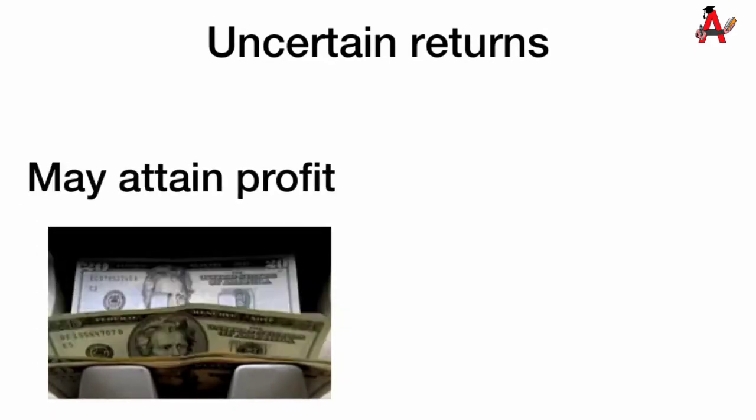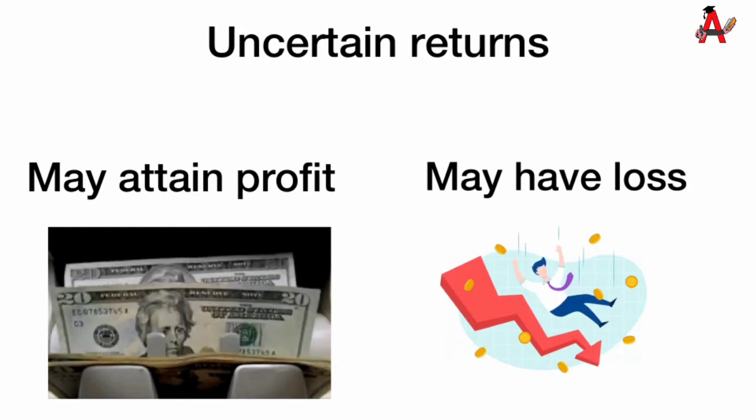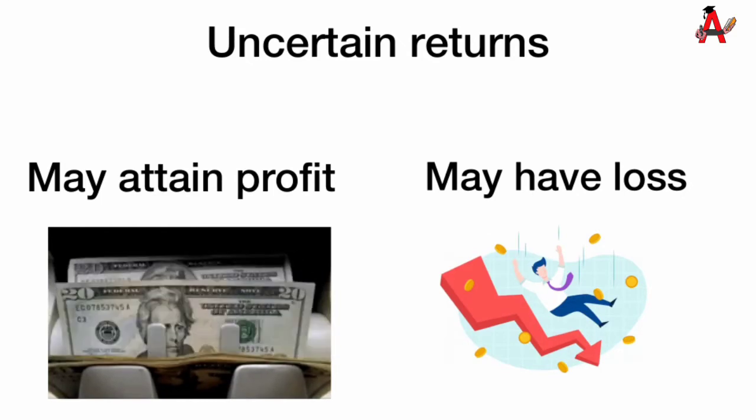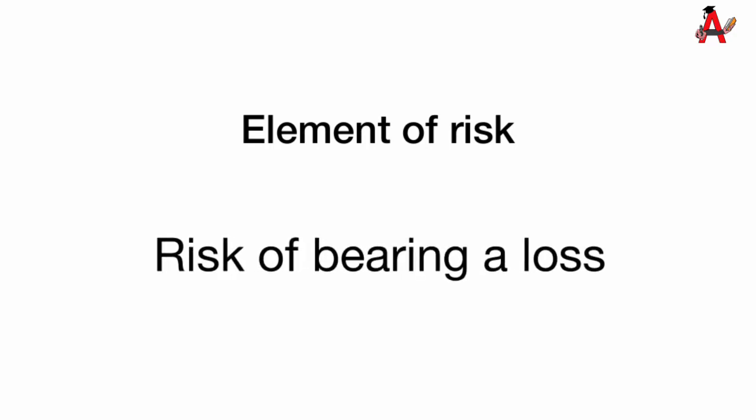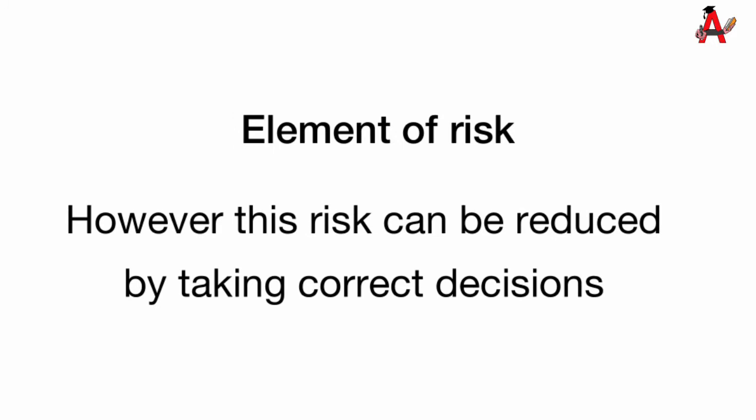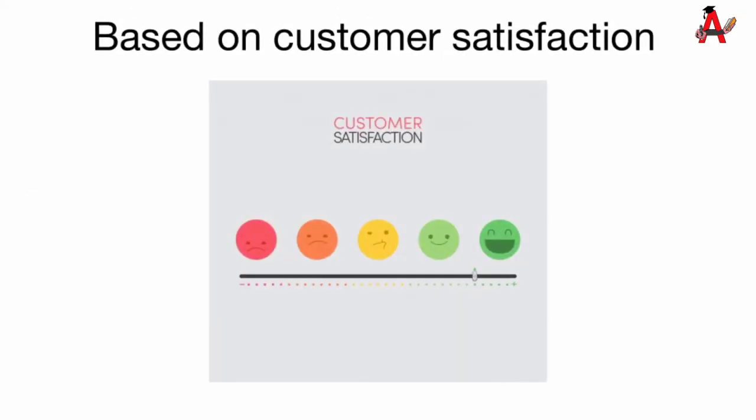There is an uncertain return. That means a business may have a profit or may have a loss. Both sides are there. You cannot have a guaranteed profit. And therefore, there is an element of risk of bearing a loss. However, we can reduce the risk by making right choices. And lastly, the business is focused on customer satisfaction.